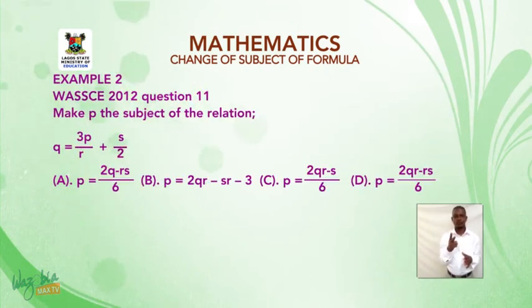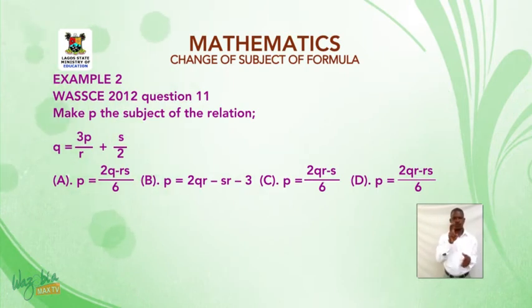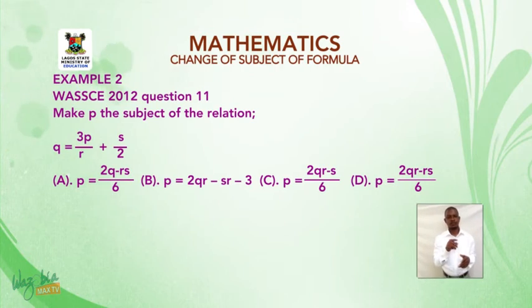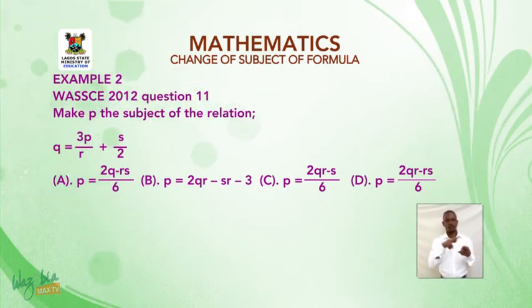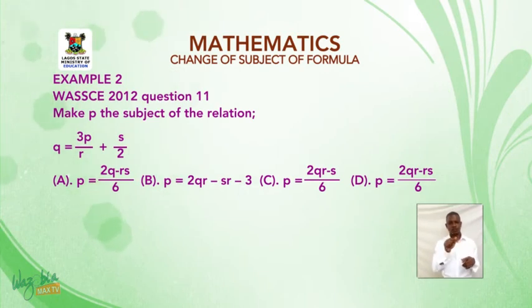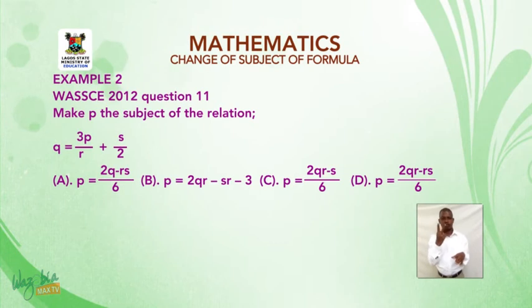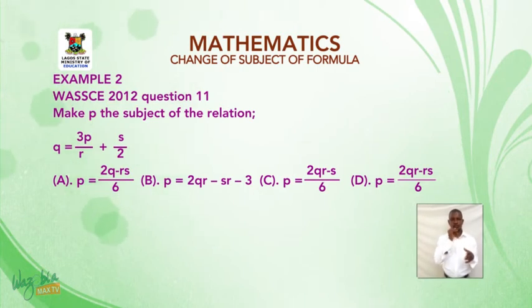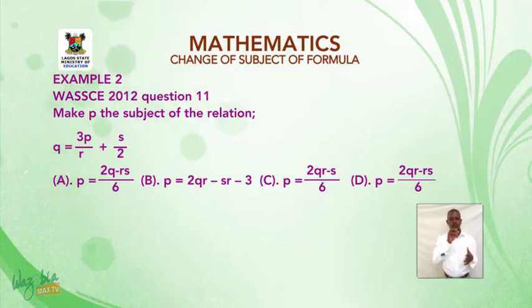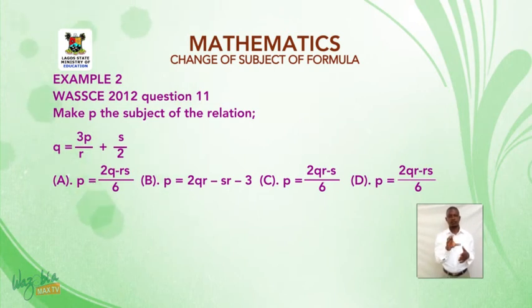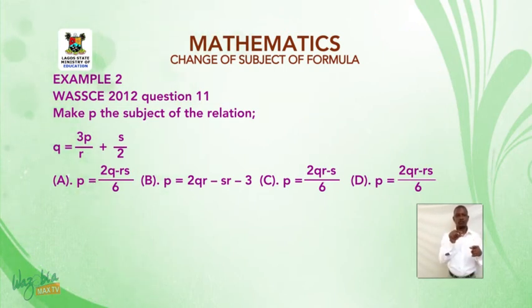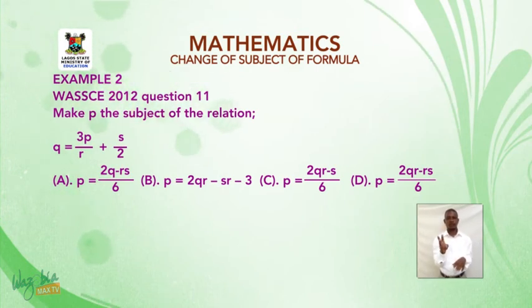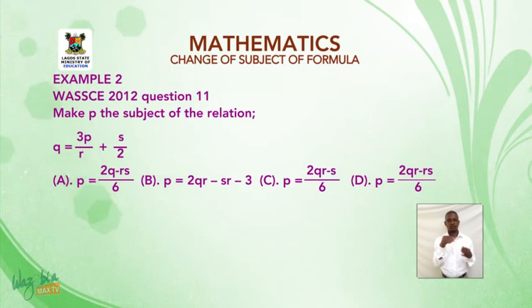Example 2. WAEC 2012 question 11. Make P the subject of the relation Q is equal to 3P over R plus X over 2. A. P is equal to 2Q minus RX over 6. B. P is equal to 2QR minus XR minus 3. C. P is equal to 2QR minus R over 6. D. P is equal to 2QR minus RX over 6.